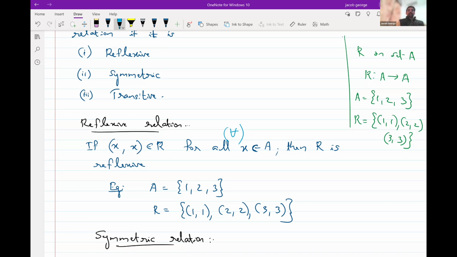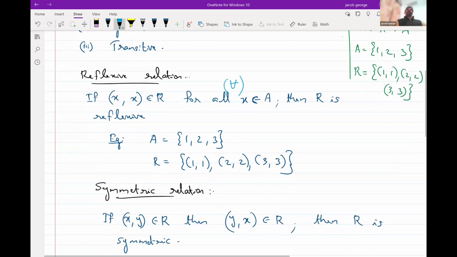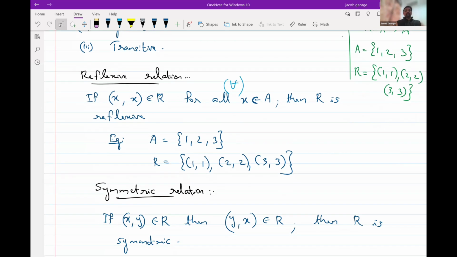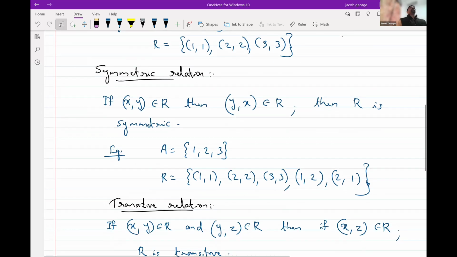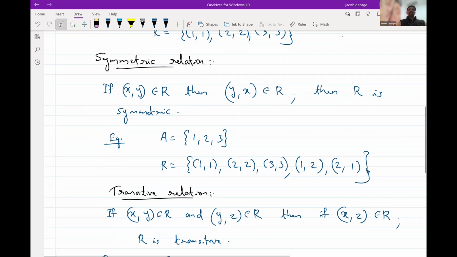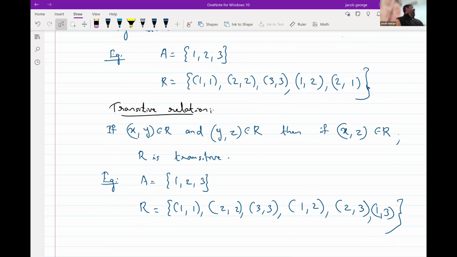X comma X element of R. You understood reflexive: 1, 1, 2, 2, 3, 3, if 1, 2, 3 is capital A. Then what is symmetric? If XY is an element of R, then its reverse, Y, X, is also an element of R. It is symmetric. Transitive means if XY is an element of R and YZ is an element of R, then XZ should be an element of R, and R is a transitive relation.